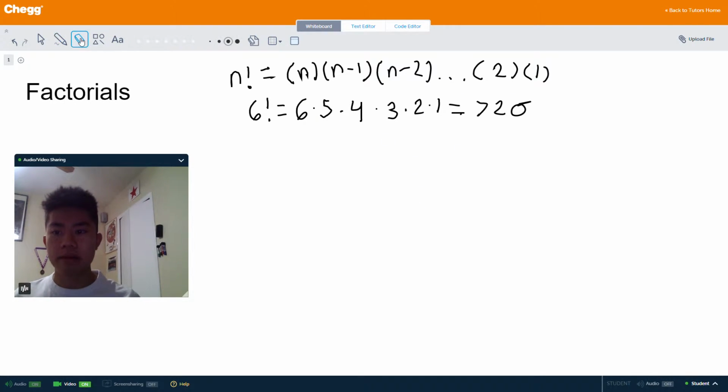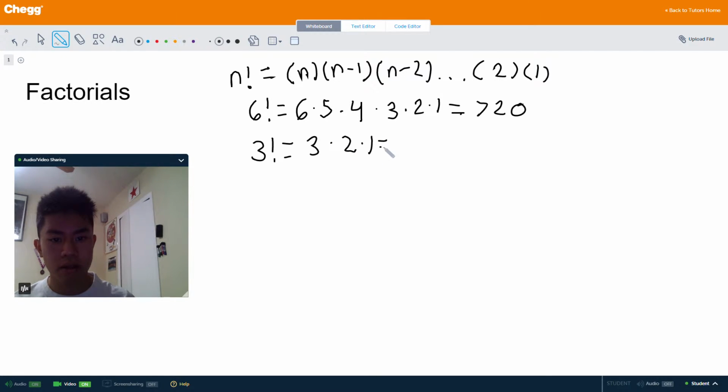Okay? So let's take a look at the example below. We have 6 factorial. So we get 6 times 5 times 4 times 3 times 2 times 1, all the way down, right? You multiply them all up and you get 720. So it's a pretty straightforward process. So let's try to find just 3 factorial. And that'll just be 3 times 2 times 1. And that would become 6.